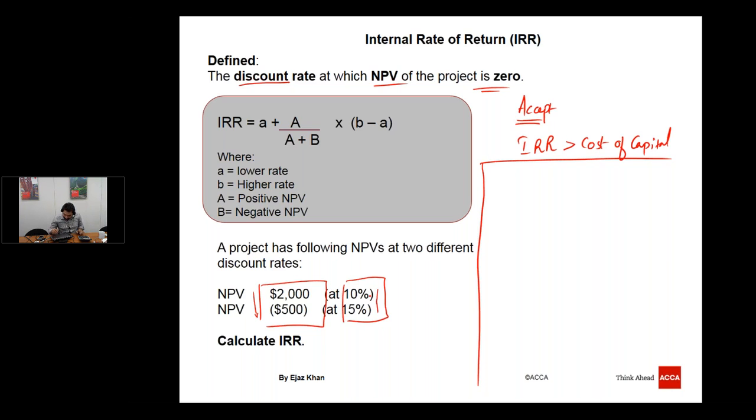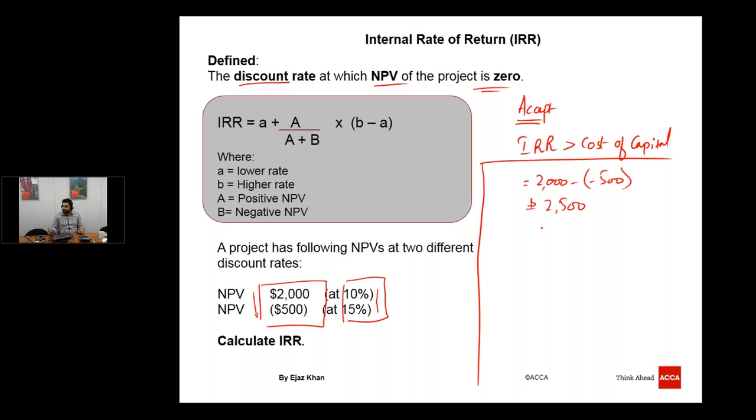Just look at this question and see how much variation in NPV there is. May I know what's the total variation in the NPV in this case? It's 2,500. It's not 1,500, because from positive 2,000 to negative 500, and we can calculate it as 2,000 plus 500, the variation is 2,500. So the total variation in NPV is $2,500.